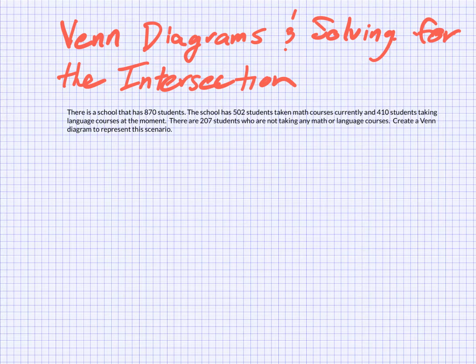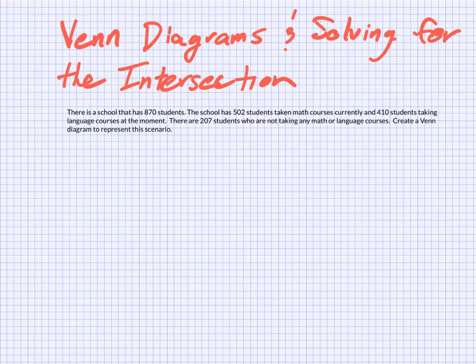Okay, we're going to take a look at Venn diagrams and then solving for the intersection of two sets, we'll call it. So we'll read this question. There's a school that has 870 students. The school has 502 students taking math courses currently, and 410 students taking language courses at the moment. There are 207 students who are not taking any math or language courses. Create a Venn diagram to represent this scenario.